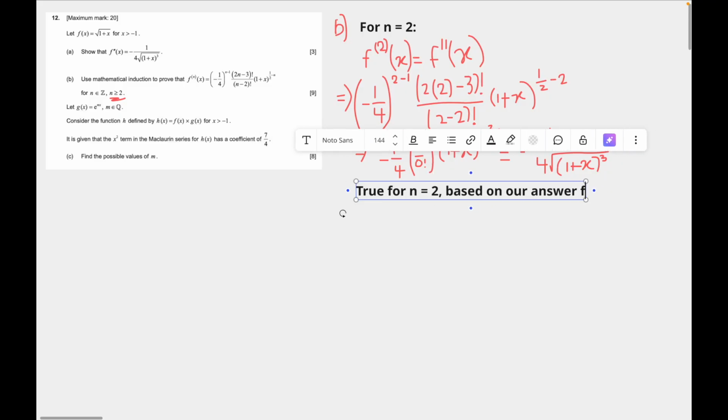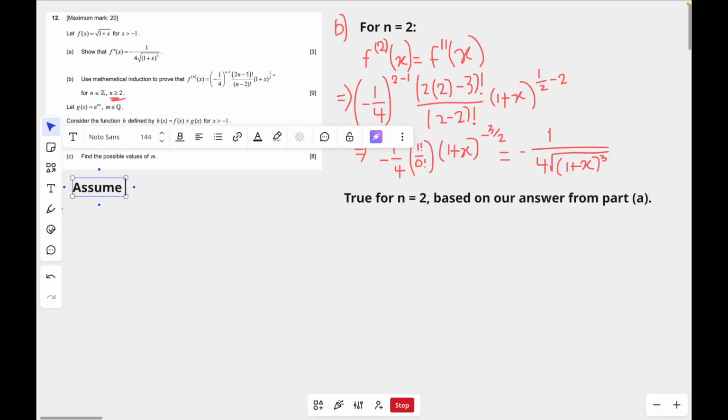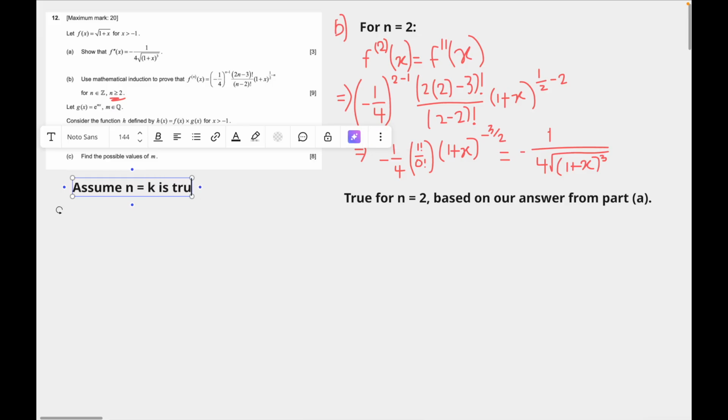Therefore, we can conclude the formula holds true for n equals 2. Next, we assume a dummy variable, say k, holds true and set n equal to k and rewrite the formula using k instead of n.